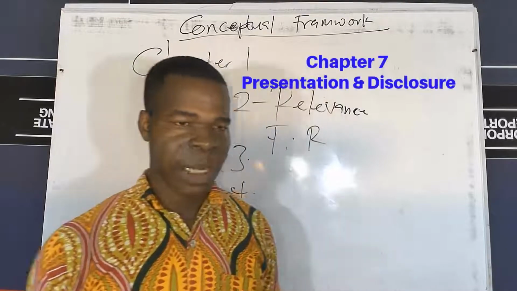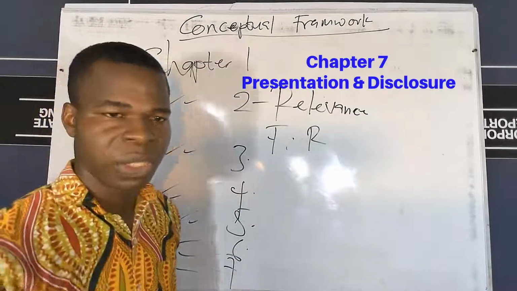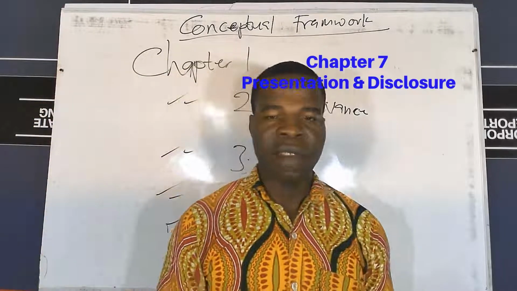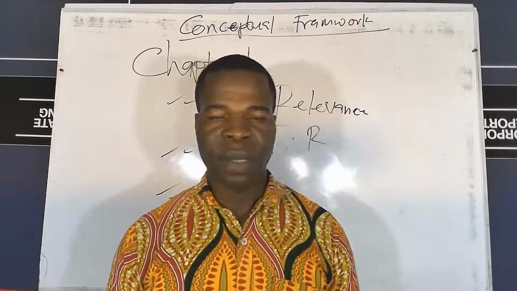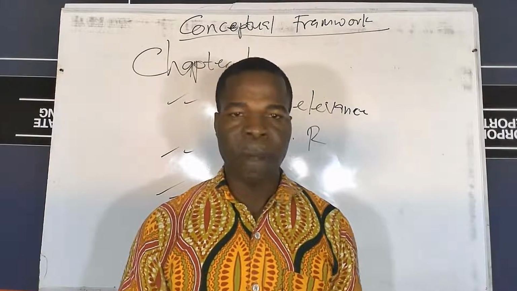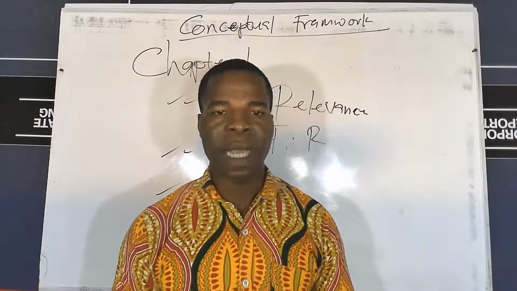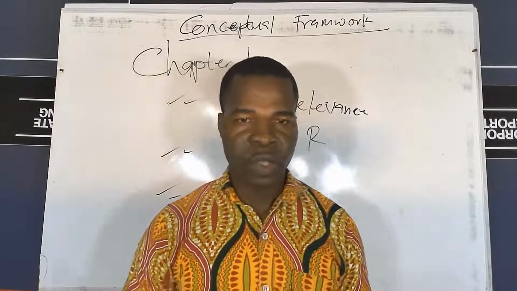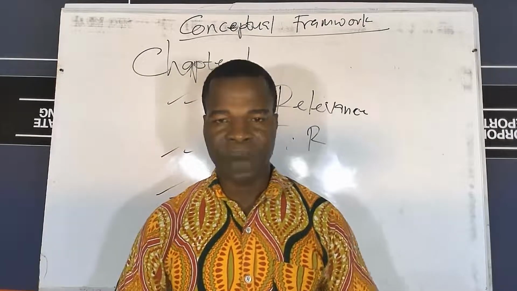And then the last chapter, chapter 7, has to do with presentation and disclosure. Now, in every financial statement, you are supposed to disclose all the activities that you have carried out in the business. So you have to disclose everything that has happened, and you are supposed to present. Here we are looking at two presentations: the profit or loss, and other comprehensive income.